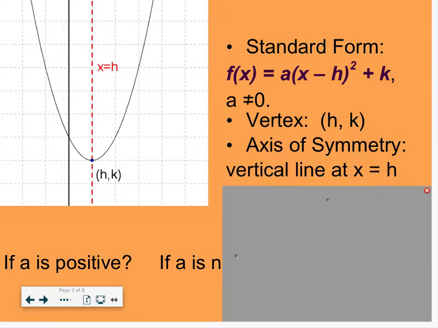We're going to call this the axis of symmetry, and it's always going to happen at x equals h. It's a vertical line that goes through the vertex. That's where the parabola has symmetry. It's always going to be the line x equals h. So whatever that x coordinate is, that's where our vertical line is going to go through.